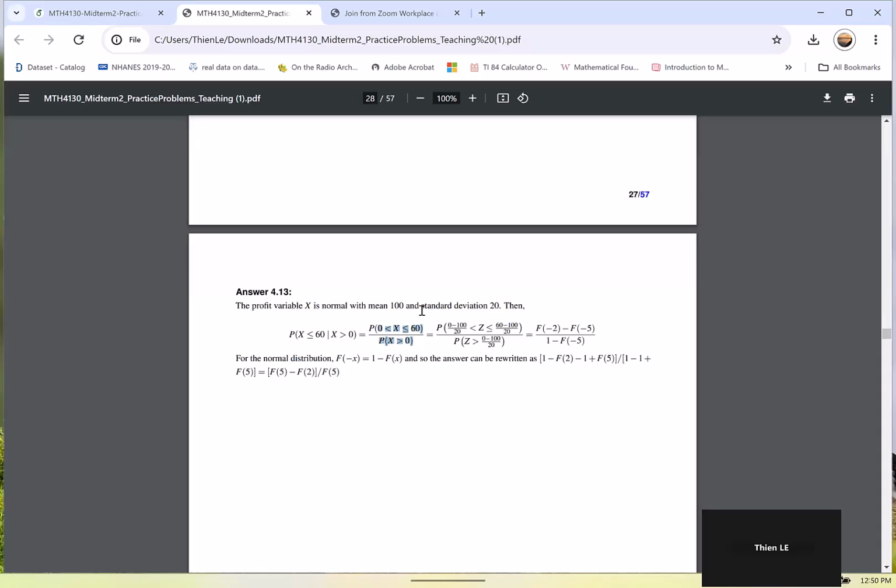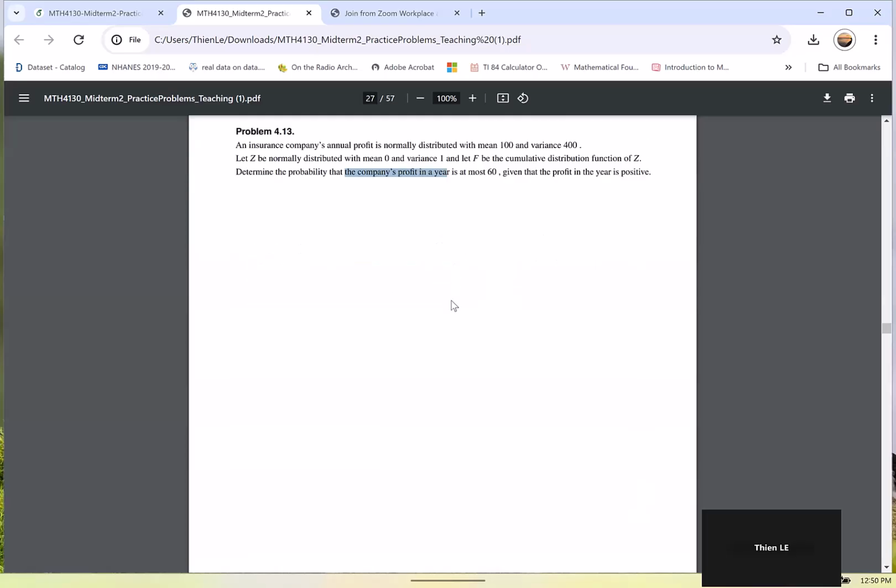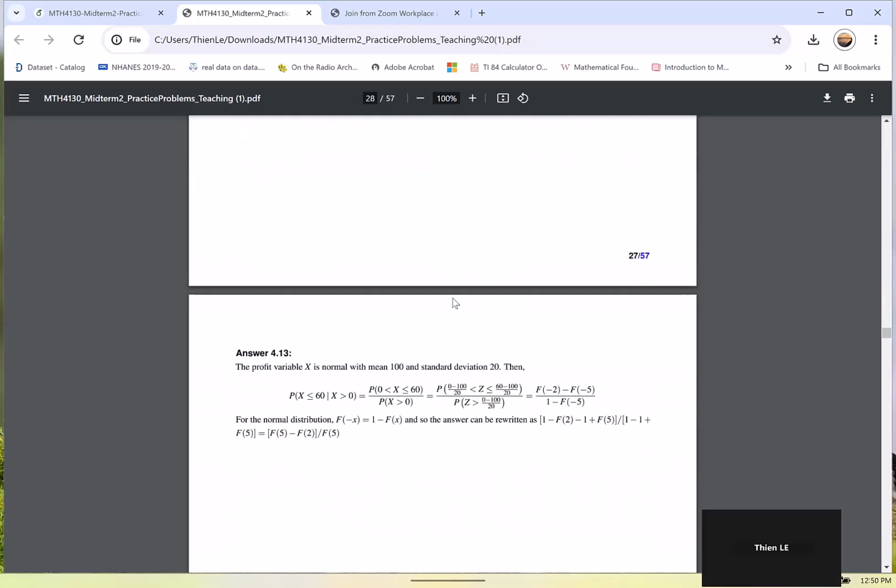But here, they want us to determine, to represent this using the F, right? The F here. So if you use the F, you can translate the x here to the z, which means it will give us F of -2. So this guy is -2, this guy is -5, and you can rewrite it in this fashion, right?